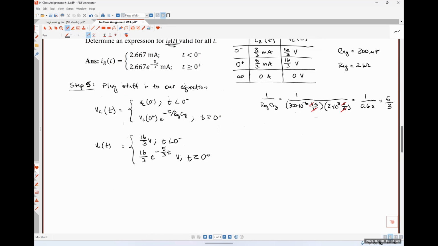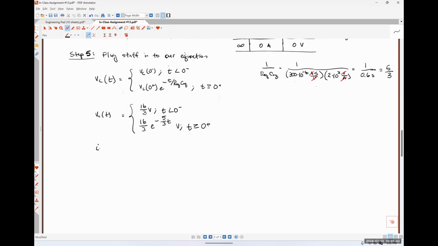So IR of T is just VC of T divided by 2 kiloohms. So that's going to look like 8/3 of a milliamp for t less than 0 minus, and 8/3 e to the minus 5/3 t milliamps for t greater than or equal to 0 plus.